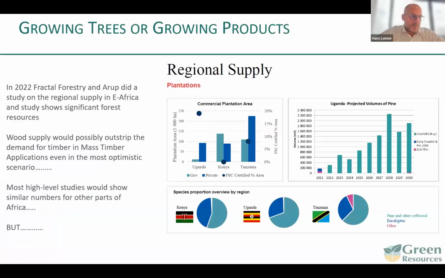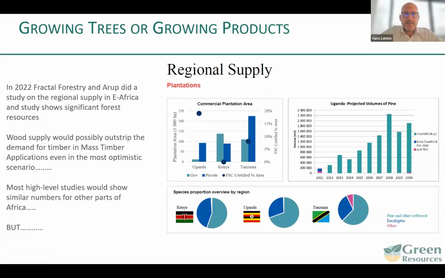So the topic of today's discussion is how to prepare the forest for mass timber. And what you will notice is that I'm actually going to talk very little about forestry, and I will be talking more about what needs to happen after you have planted the trees.